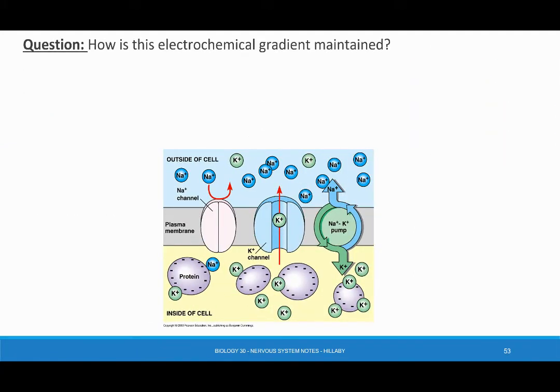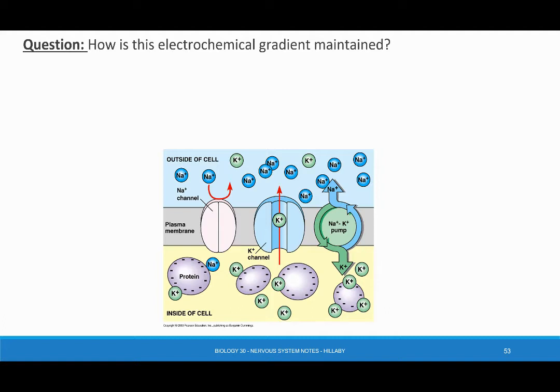So how is this electrochemical gradient maintained? The electrochemical gradient is maintained by the sodium-potassium pump, continually pumping sodium ions to the outside. When you look at this image here, we already have a higher concentration of sodium ions on the outside compared to the inside of the neuron. So this is why it requires ATP energy in a pump to pump those sodium ions against their concentration gradient, from a low to a high concentration.